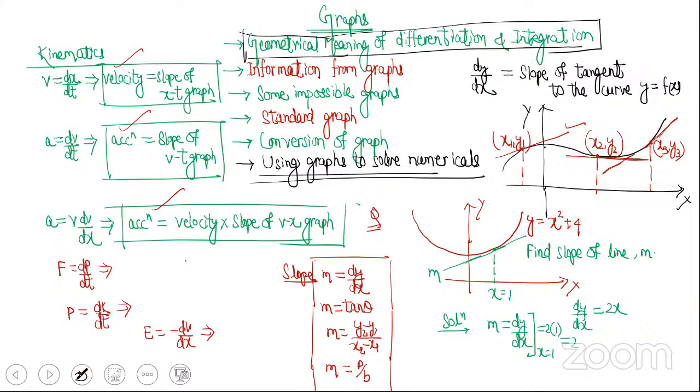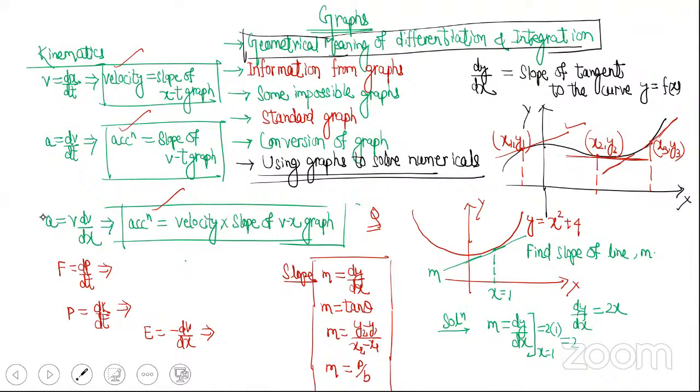V equal to dx by dt. I hope you are able to see my laser light. So the first formula you have is v equal to dx by dt. That means slope of xt graph.